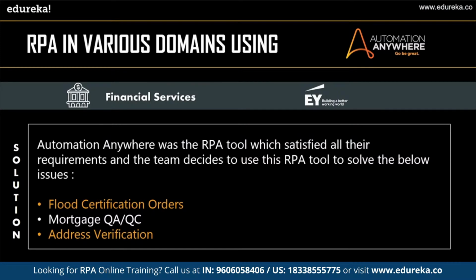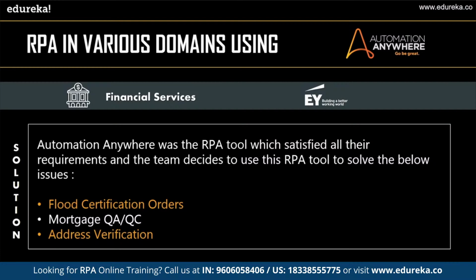With Automation Anywhere, the bots order the flood certificate and automatically gather the data returned from the PDF file. Then, these bots input the data into the system records, which has helped the team meet the requirements of flood zone loads rather than wasting time in ordering the certificates. So that's how, guys, the flood certification orders problem was solved.